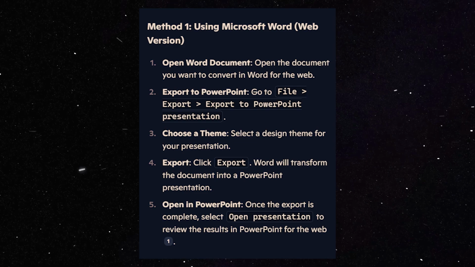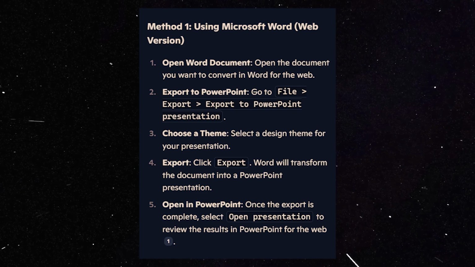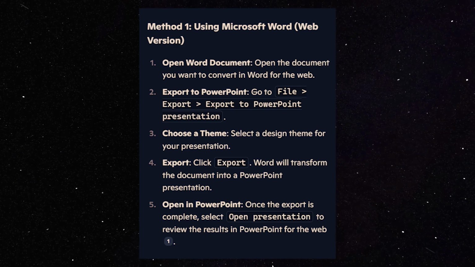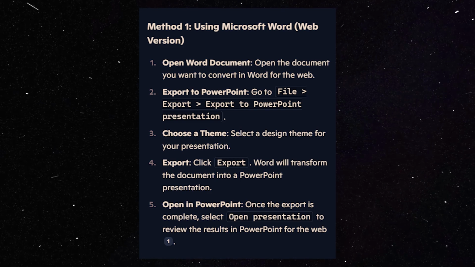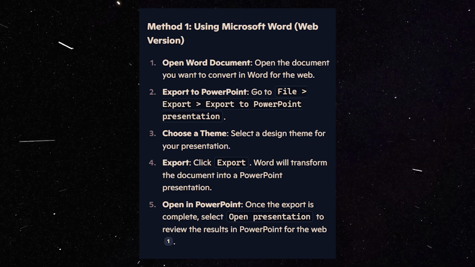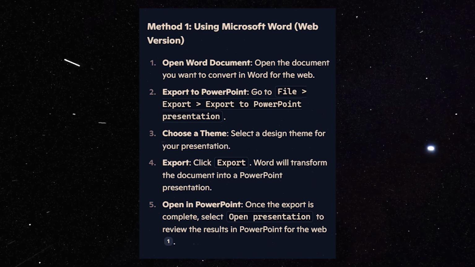Select a design theme for your presentation. Click Export. Word will transform the document into a PowerPoint presentation. Once the export is complete, select Open Presentation to review the results in PowerPoint for the web.